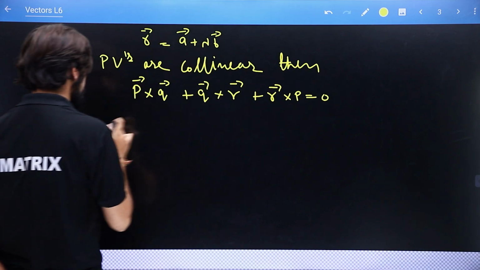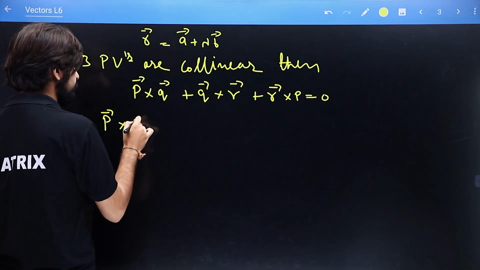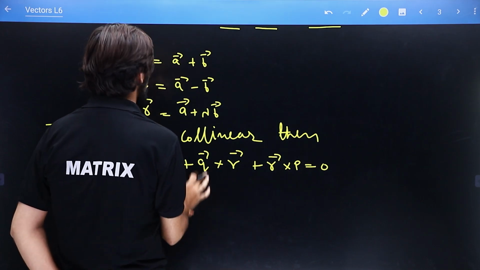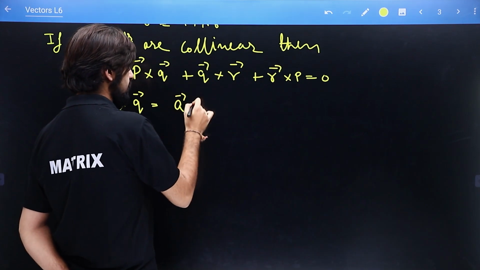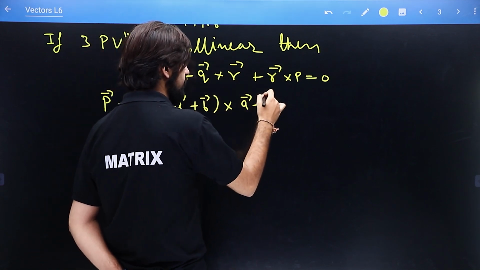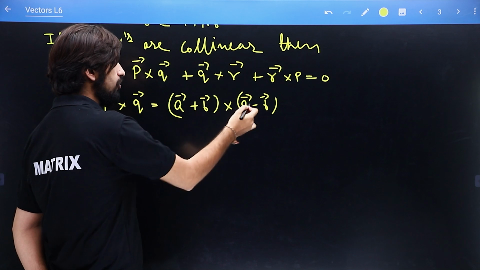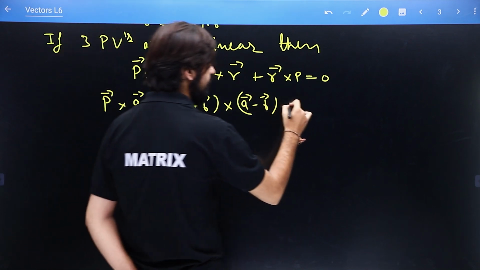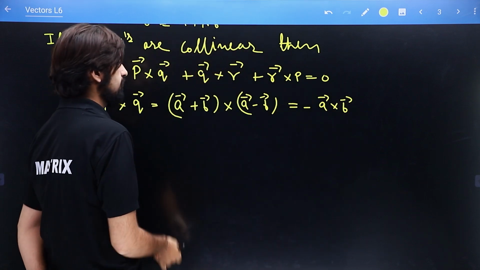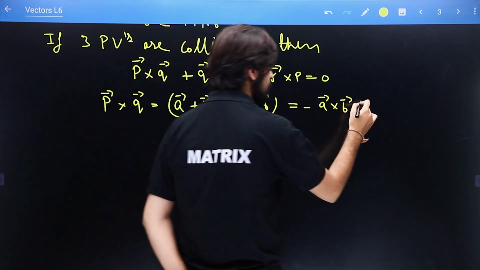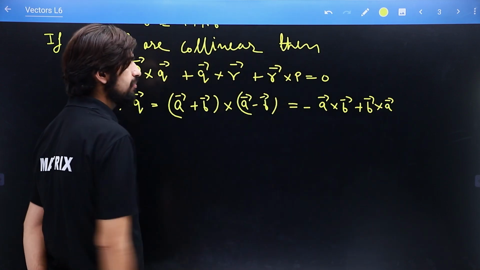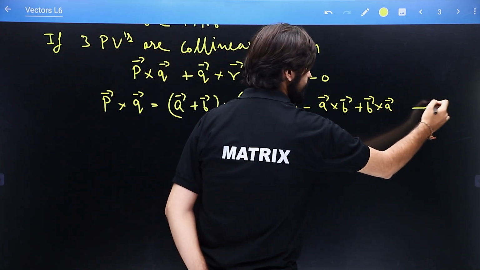Okay, let's see. We can find P cross Q. So P cross Q will be A plus B cross A minus B. So A cross A will be 0. A cross B will be minus A cross B. Then again B cross A, plus B cross A, and B cross B will be 0. So this is your equation number 1, let's say.